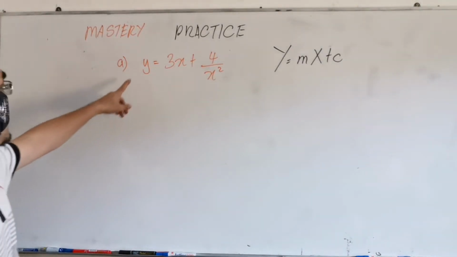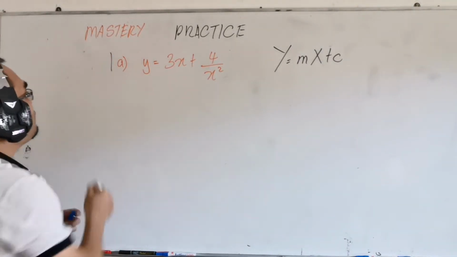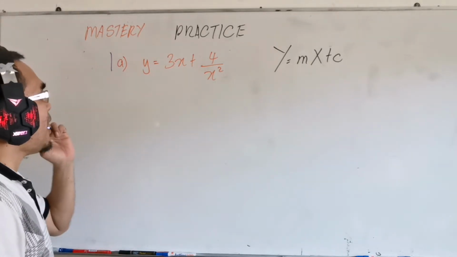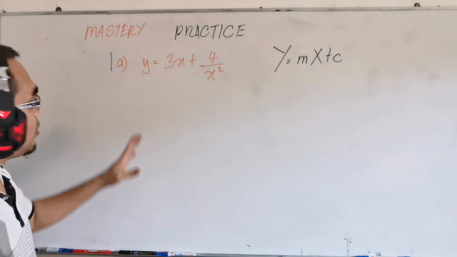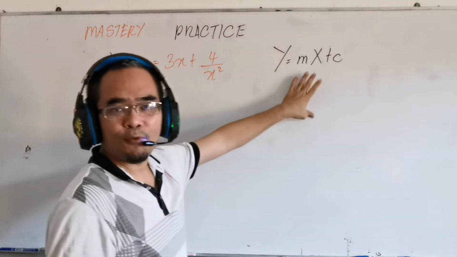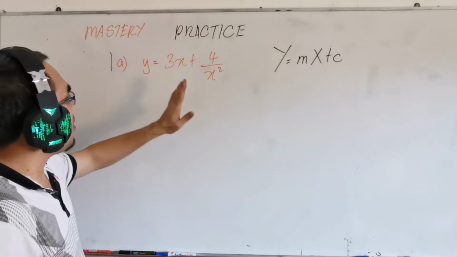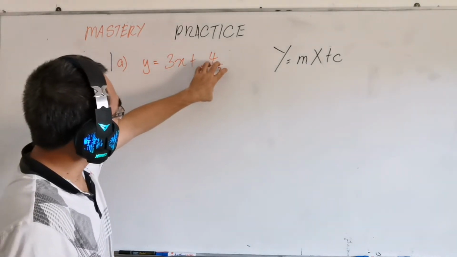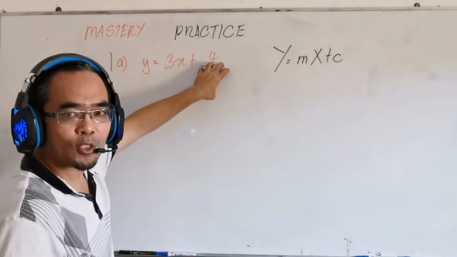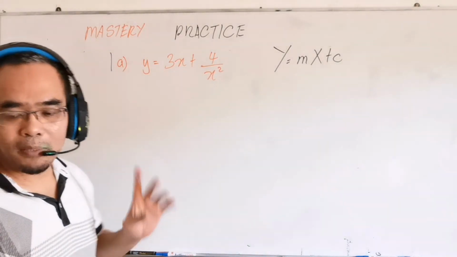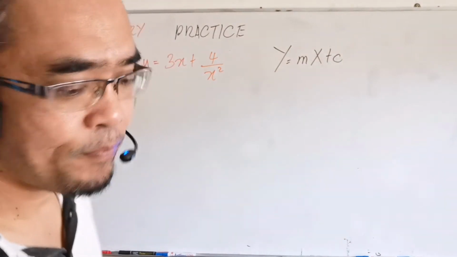Okay, question 1a, we can convert this y equals 3x plus 4 over x squared to the linear form if we can eliminate one of the x. Eliminate the x squared or eliminate the x. So it means there are two ways here.